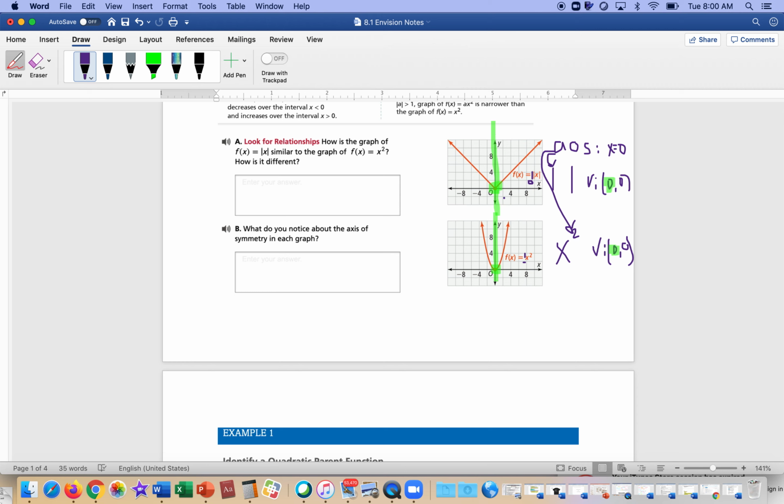Now, if we were comparing narrow versus wider, these are both parent functions. The absolute value of a, absolute value 1, needs to be bigger or smaller for the graph to be wider or narrower than the parent. It's neither, so we would just say it's neither wider nor narrower than the parent, okay?